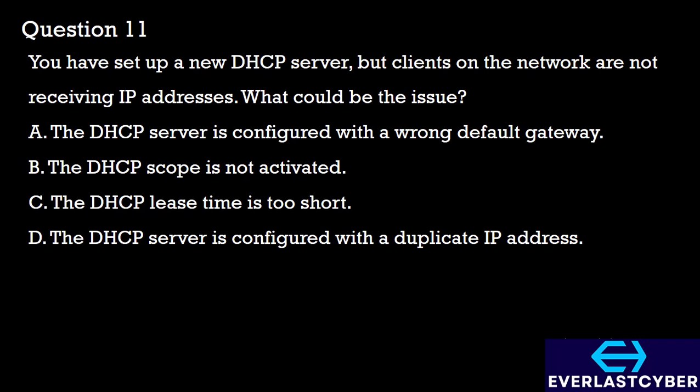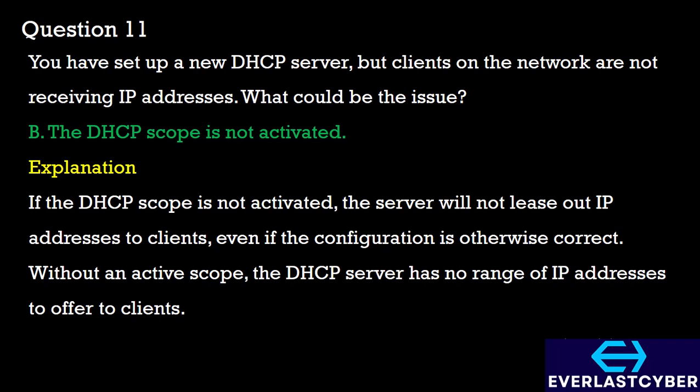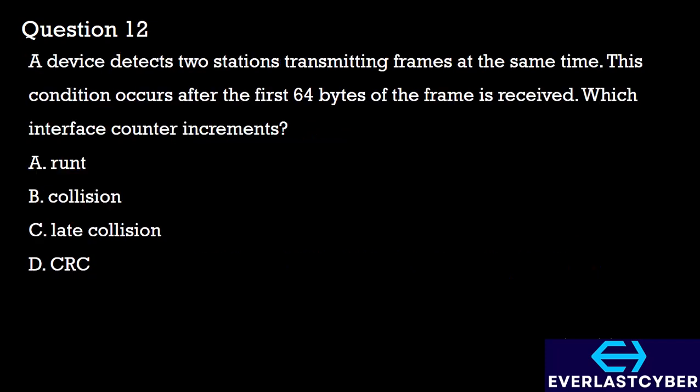So a likely cause of clients on the network not receiving IP addresses is option B. The DHCP scope is not activated. Without an active scope, the DHCP server has no range of IP addresses to offer to the clients.